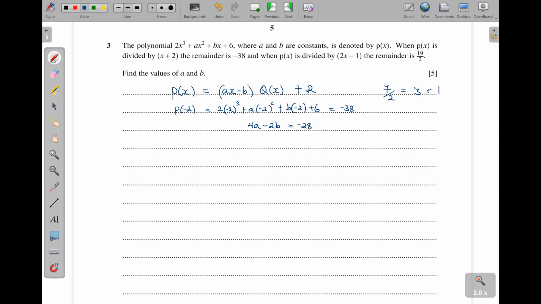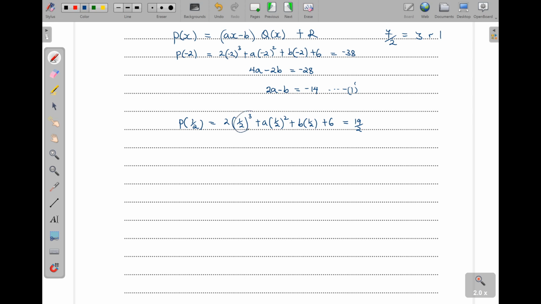Then I can divide all through by 2 to simplify this. So it will be 2a minus b, then is equal to negative 14, okay? That is my first equation. And then when we put x here, it is going to be a half, okay? So p of a half is going to be equal to 2 into a half cubed, then plus a, then a half squared, plus b times a half, then plus 6. This one will give us the remainder, which is 19 over 2. So 19 over 2, okay?